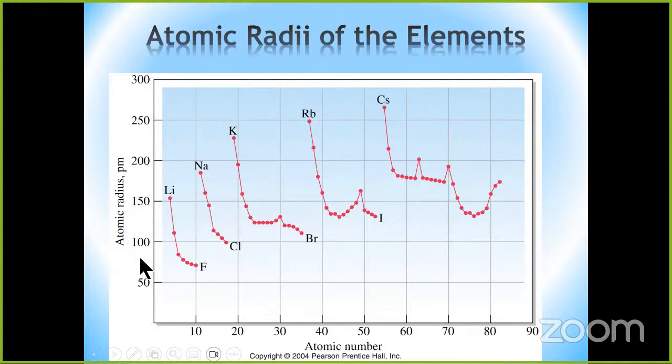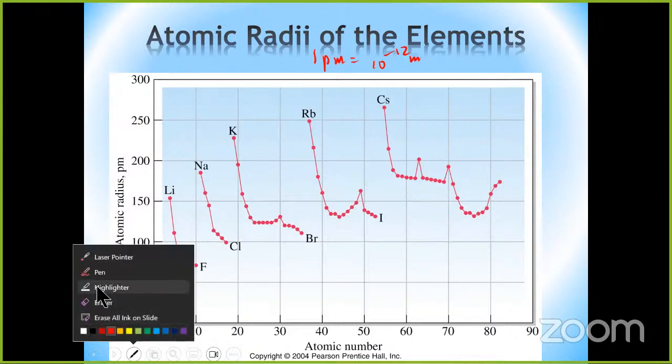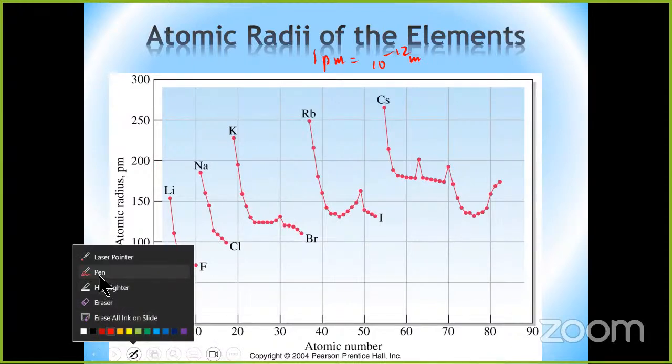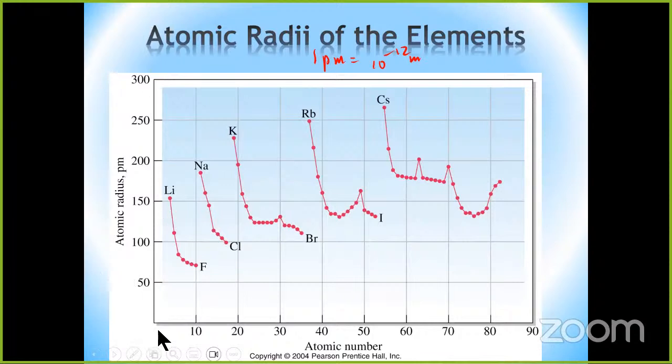So the y-axis here represents the atomic radius expressed in picometers. And just to remind you what a picometer is, 1 picometer is equal to 10 to the minus 12 meters, all right? So just to give you an idea as to what we're talking about here. The y-axis represents the atomic radius, and the x-axis here represents the atomic number. And as you can see here, in the case of lithium in period 2, and then continuing to fluorine in the same period, you see the atomic size decreases.